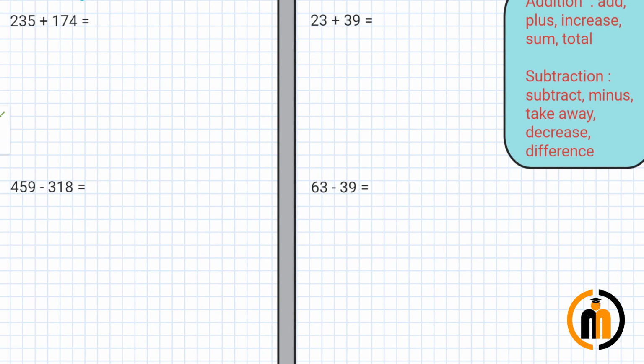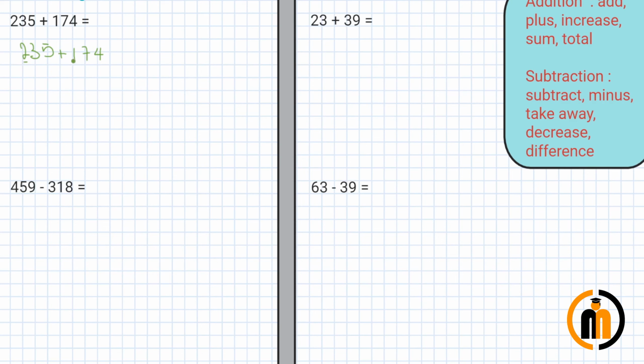There are several methods to do this. One of the methods that you might use is called partitioning. How you do it is you separate the numbers into hundreds, tens, and digits, and then add them together. Now, in this example, let's say we have 235 plus 174. I want to separate these numbers out first.